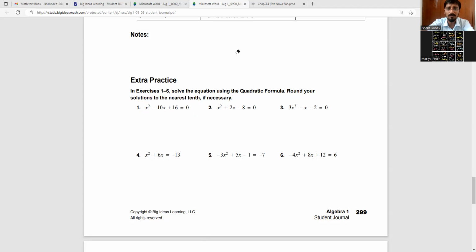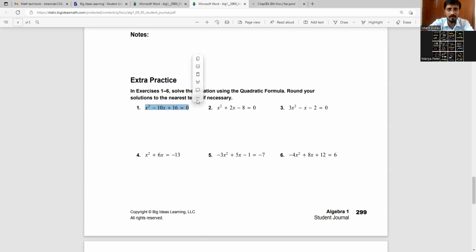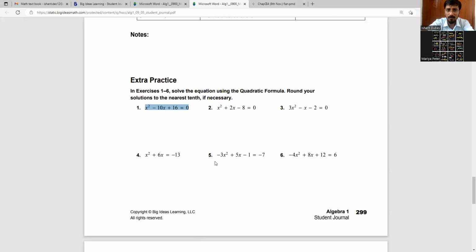Let me just take a second. The problem is x squared, x to the power 2, minus 10x plus 16 equals x. First problem, right? So let me copy this, stop the screen share and share the whiteboard.